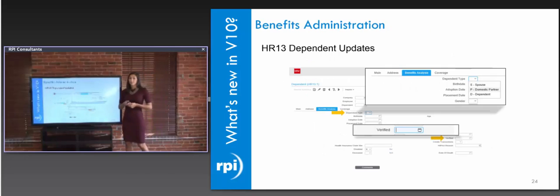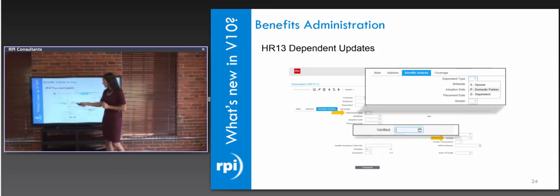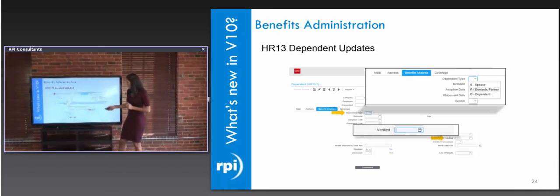Now we're into benefits updates. So a couple updates on the HR13 dependent screen. First of all, here under dependent type, we have a new option to select domestic partner. And then down here on the right-hand side, if this dependent is a student and you need to track that you verified their student status, there's a new field in which you can do that, and it's titled verified, and it's a date field, so you would enter in the date that you verified their student status into this field right here.